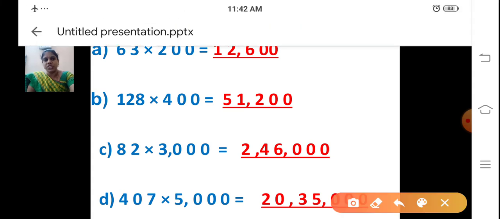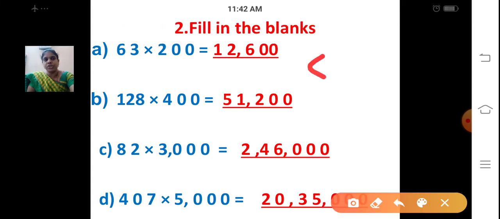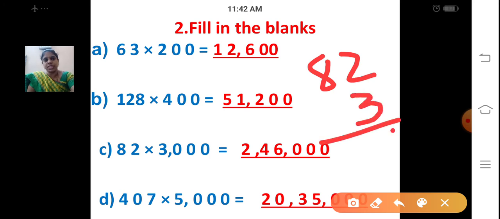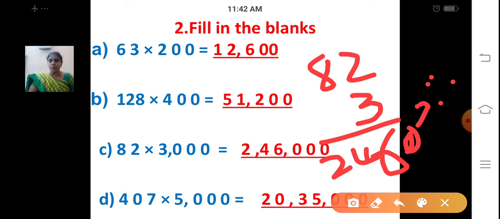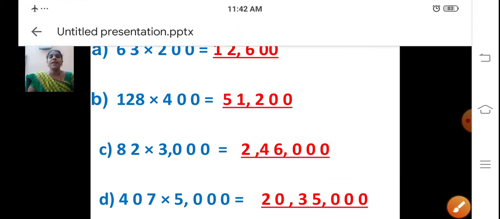What you have to do? So you are going to place 3 zeros at the last, and 82 into 3. 3 2s are 6. 8 3s are 24. So that followed by 3 zeros, right? You are going to write zeros at the last. So 2,46,000 is the answer. Now let's move on to the D sum.